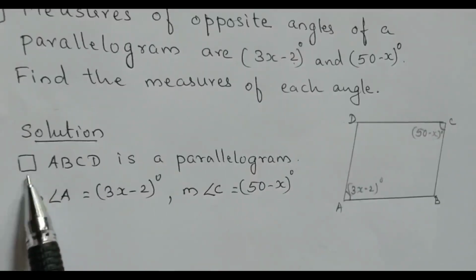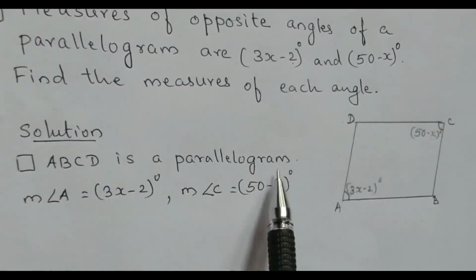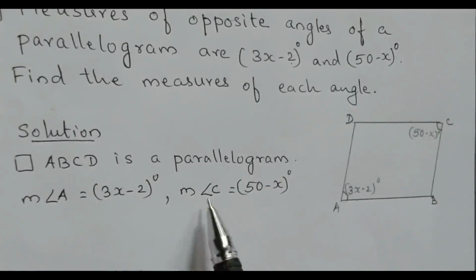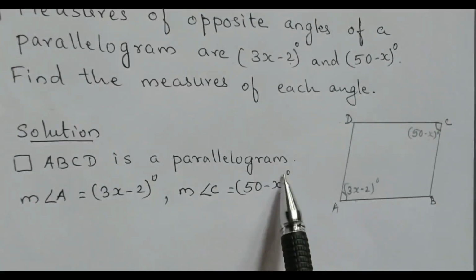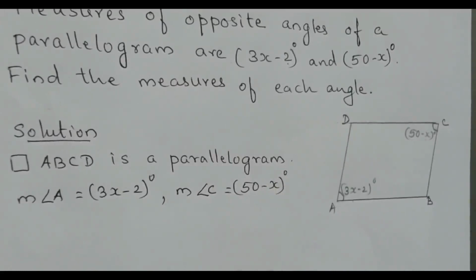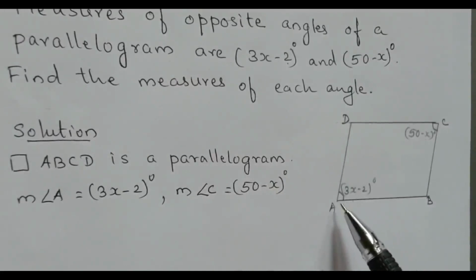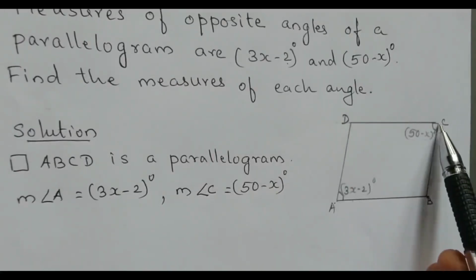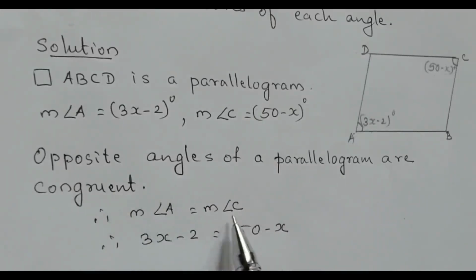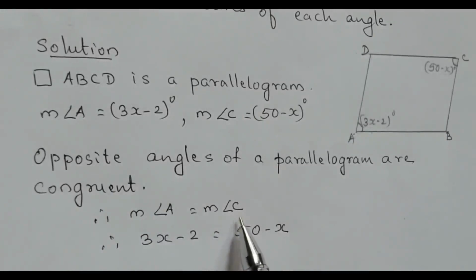So we have written quadrilateral ABCD is a parallelogram. Measure angle A is 3x minus 2 degree and measure angle C is 50 minus x degree. This is given. We know that the opposite angles of a parallelogram are congruent. So we can write measure angle A is equal to measure angle C. Opposite angles of a parallelogram are congruent. Therefore, measure angle A is equal to measure angle C.